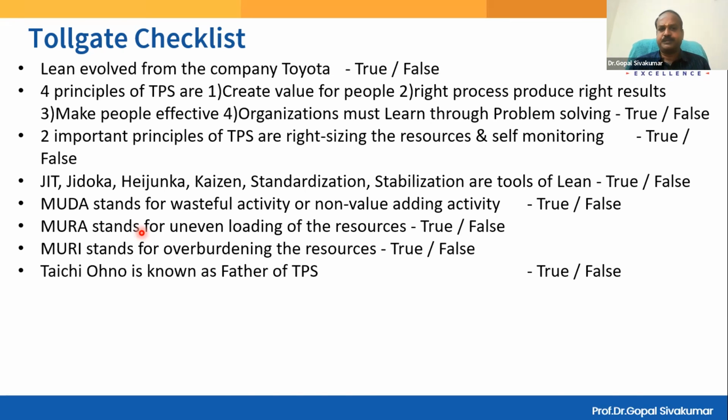Taiichi Ohno was the one who introduced the concept of the 7 wastes. Hope all of you know the 7 wastes by this time. Yesterday you should have learned. Taiichi Ohno is known as the father of the Toyota Production System.